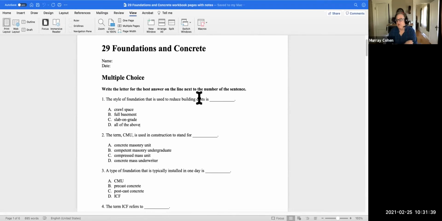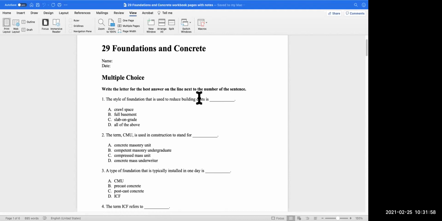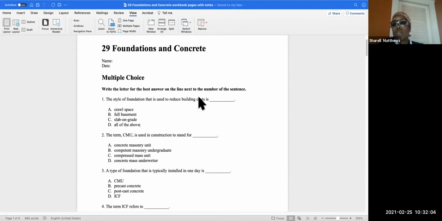And if you guys want to take notes on this, you can probably learn as much as you'll learn from the reading. We want to write the letter for the best answer on the line next to the number of the sentence. The style of foundation that is used to reduce building costs is, and I'm going to go back to the reading. C. What would you say? I think it's C, slab on grade. Yeah, that is the answer, and they do explain it in the reading.